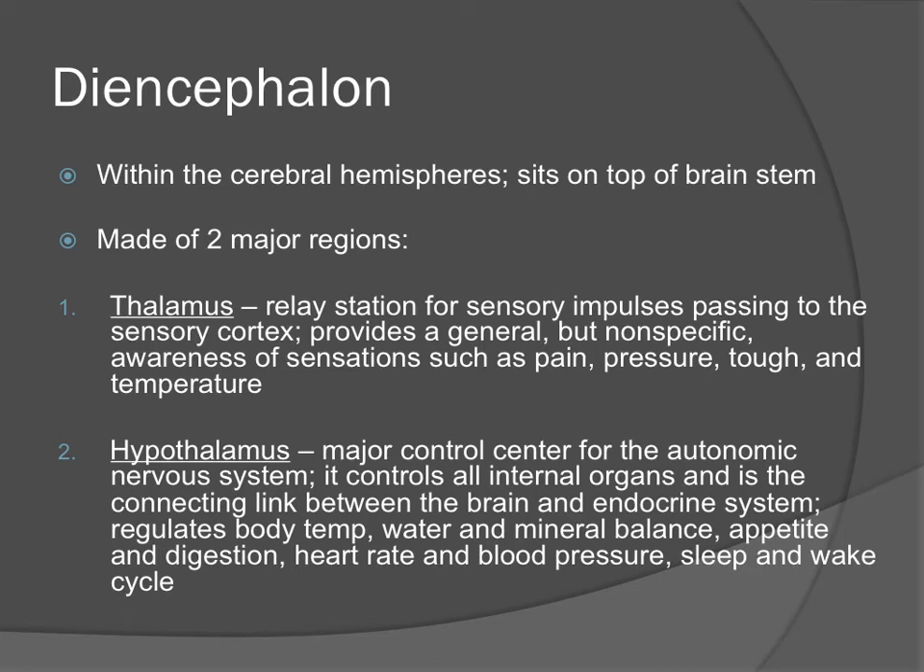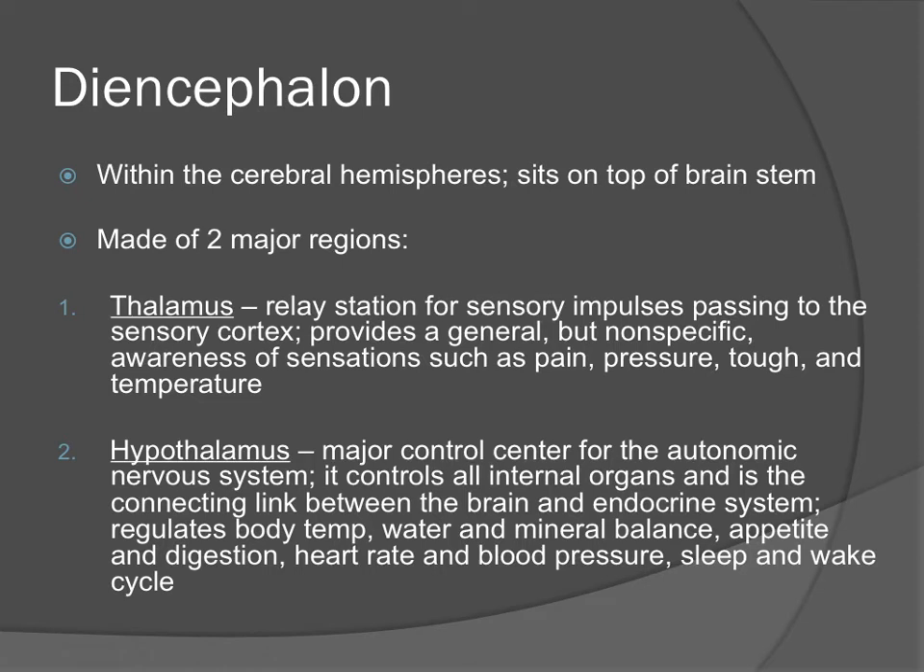The diencephalon, within the cerebral hemisphere, sits on top of the brainstem. The diencephalon is made of 2 major regions. We have the thalamus, the relay station for sensory impulses passing to the sensory cortex, which provides a general but non-specific awareness of sensations such as pain, pressure, touch, and temperature. The hypothalamus is the major control center for the autonomic nervous system. It controls all internal organs and is the connecting link between the brain and the endocrine system.